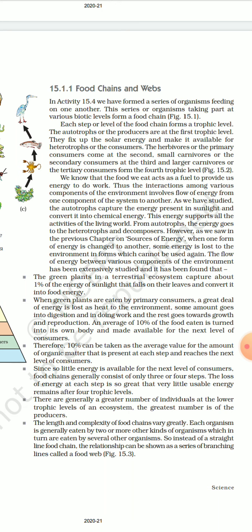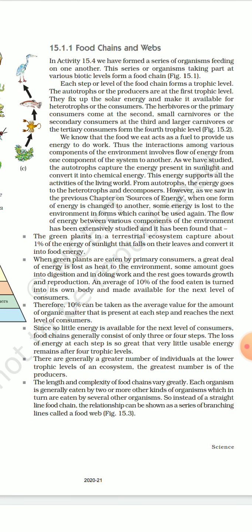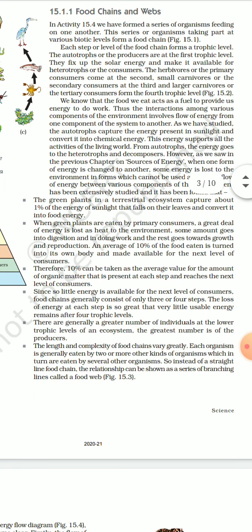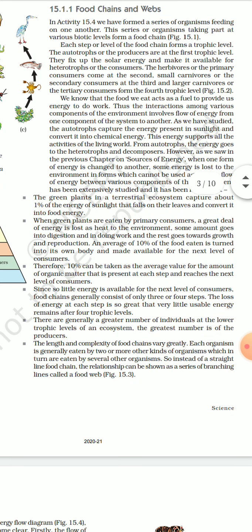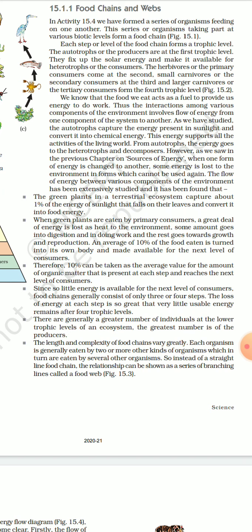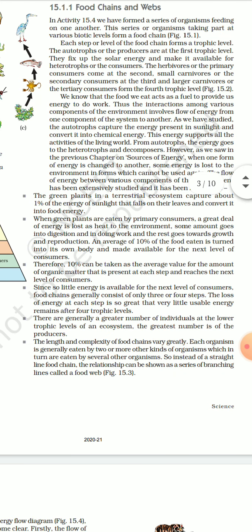An average of 10% of the food eaten is turned into its own body and made available for the next level of the consumer. So whatever amount of energy is taken in, only 10% is utilized by the heterotroph. Therefore, 10% can be taken as an average value for the amount of organic matter that is present at each step and reaches the next level of consumer. So we can say that we can take an average of 10% to be the energy that is retained by a consumer, or a heterotroph, or a carnivore, or a small carnivore, or a large carnivore, that is, on all the three levels of the food pyramid. So we can say that 10% is an average.